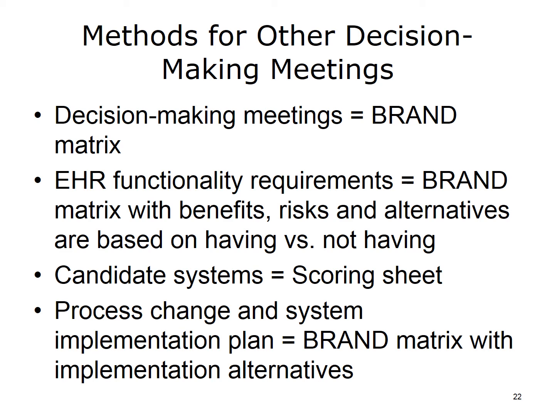For process change and system implementation plan approval meetings, something similar to the brand matrix can be used, but the benefits, risks, and alternatives, including cost-benefit assessment, are based on implementation alternatives such as go live with all providers at once versus pilot with one provider, or migrate existing data from charts to the EHR at once using a contract service provider, or have clinic front office enter the data as visits are scheduled.